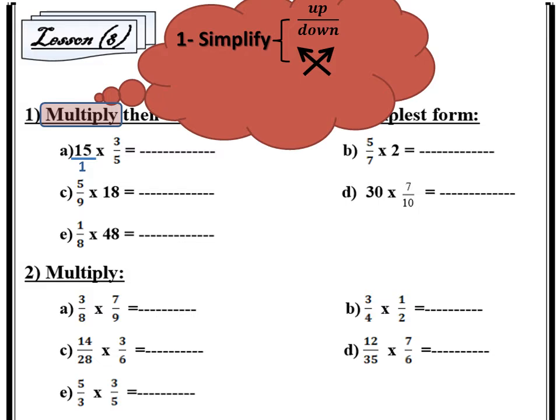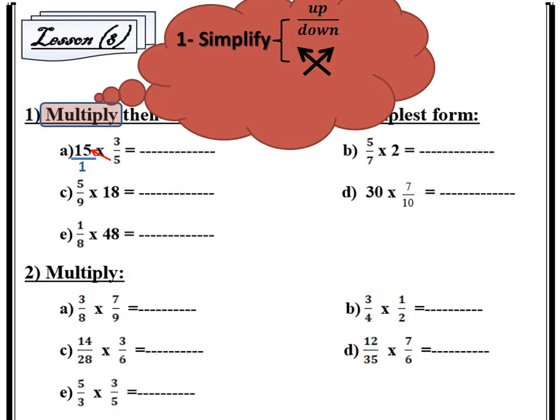You can multiply then simplify, or it's much better to simplify then multiply. Why is it much better? Because if you multiply at the beginning, your answer could be very big, so it could be difficult for you to simplify. So it's much easier for you to simplify, then multiply. After that, I'm going to multiply up by up, down by down, and find my answer.